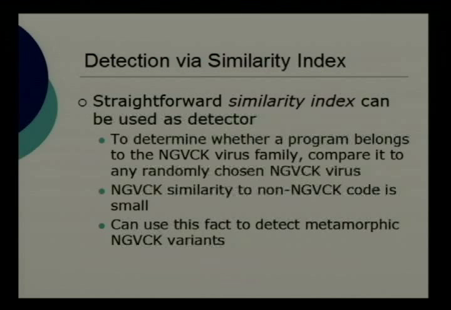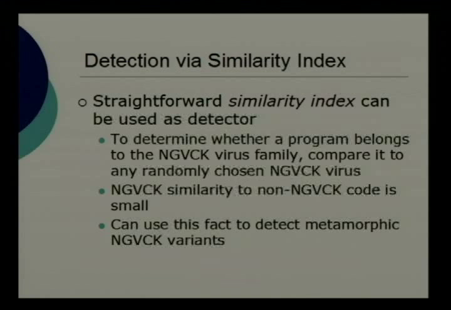Besides that, we take a completely different approach. Because these viruses are so different from normal programs, we tried a different approach. We just use a straightforward similarity index to determine whether a program belongs to the NVIC family. This method will work this way. If you want to see if program A is an NVIC mutated virus, you can just pair it with any NVIC virus and find the similarity score.